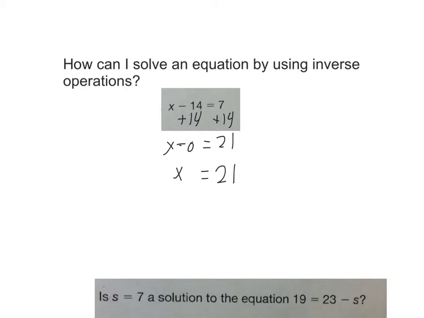How do you know if you're right? Well, let's give it a try and substitute back in. So we can check by saying 21, because we're saying x, minus 14 equals 7. Well, what's 21 minus 14? That's 7, and that equals 7. So these are the same thing, meaning this is the correct solution.